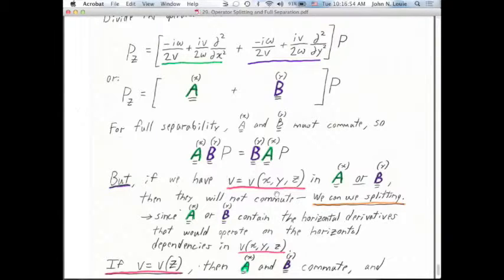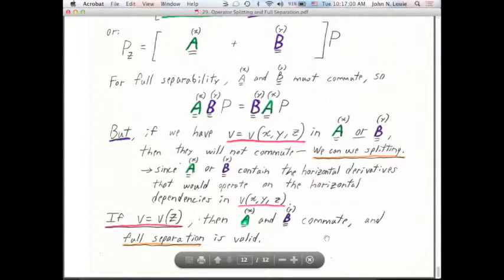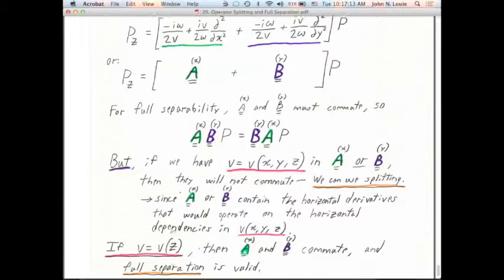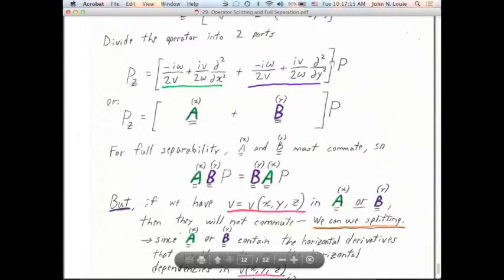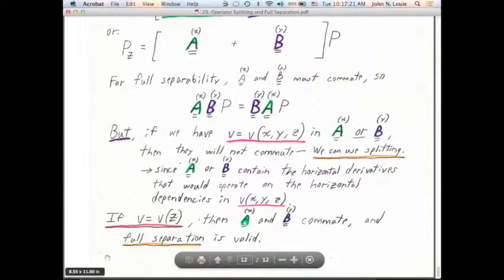Now let's look at the question that you asked. How bad does it have to be? Before we do that, I just want to note that if velocity is a function of depth only, notice that A and B do not contain depth derivatives, z derivatives. What that means is that A and B would commute.